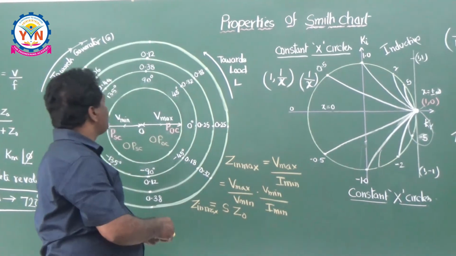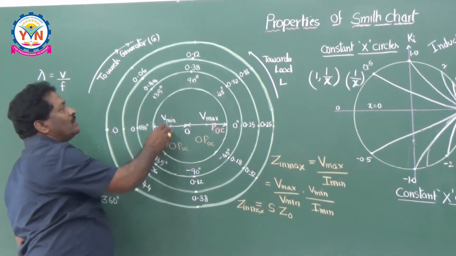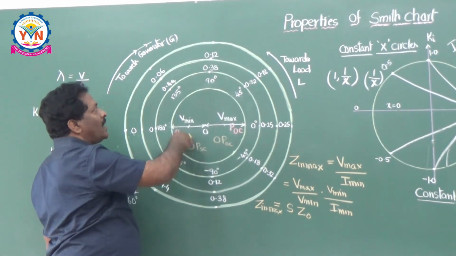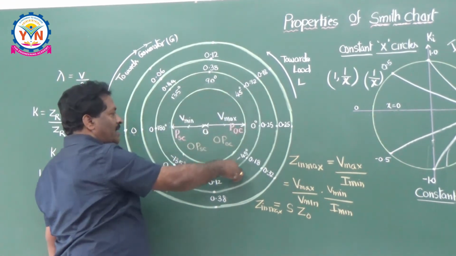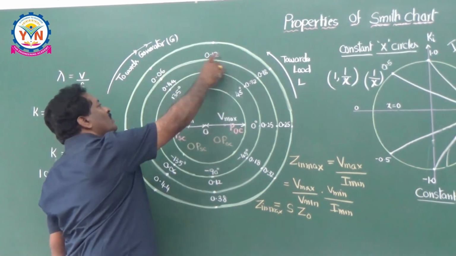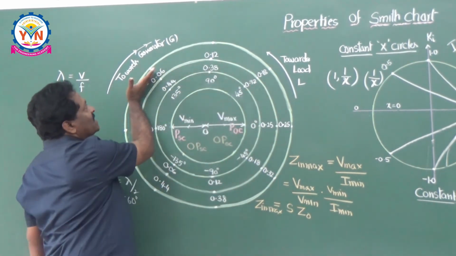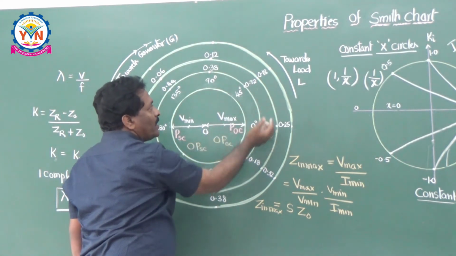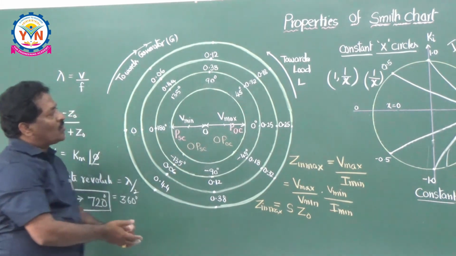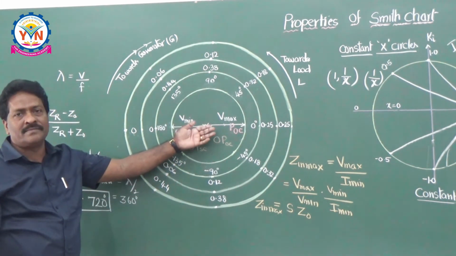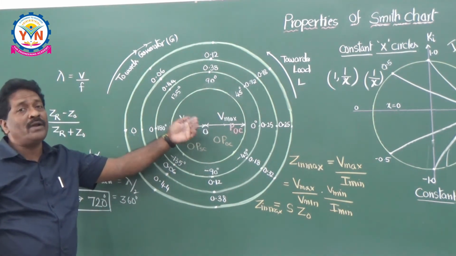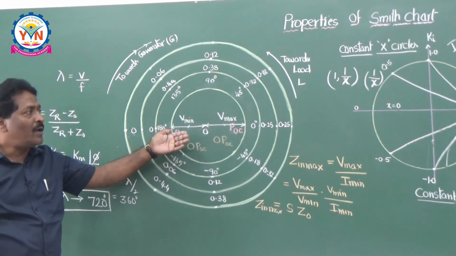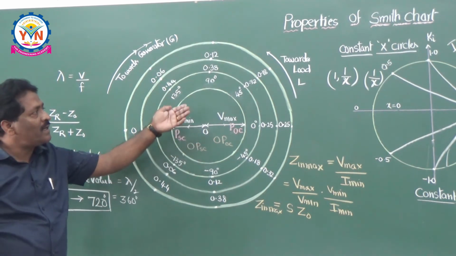Now I hope you understood there are 3 scales here. One is the protractor, the next one is the scale in terms of wavelengths, and the last one is also a scale in terms of wavelengths. The last one is towards the generator, whereas the second one in between is towards the load like this. So once you know how to read the Smith chart, we are definitely going to do many problems using this Smith chart. I hope you understood the properties of the Smith chart.